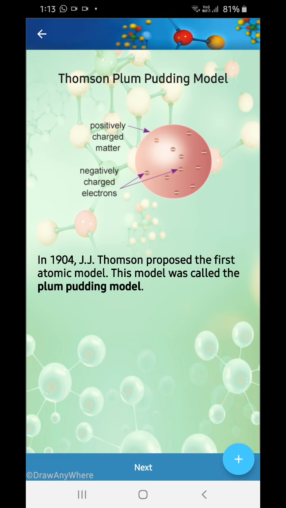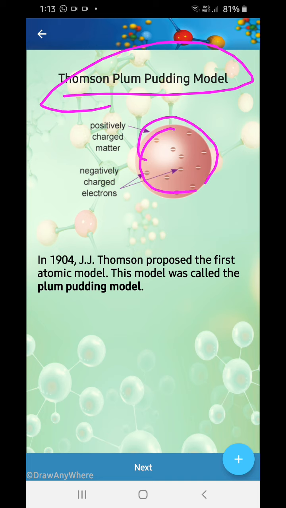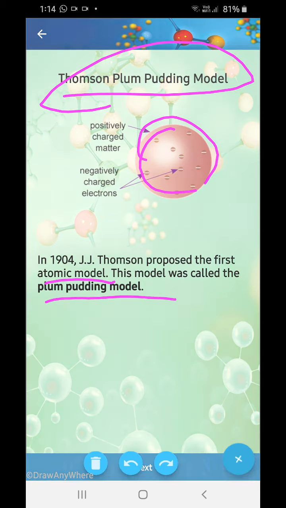See, Thomson's plum pudding model. Now, the plum pudding model is not the true model actually. Thomson thought that all over here is positively charged particles and here are the electrons, just floating on them. It was proved wrong by Rutherford, who discovered the nucleus. In 1904, J.J. Thomson proposed the atomic model. This model was called the plum pudding model.